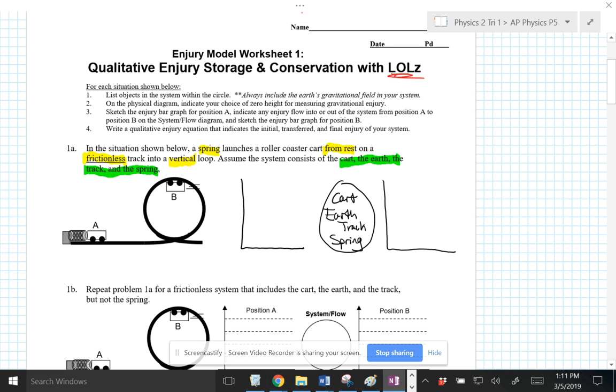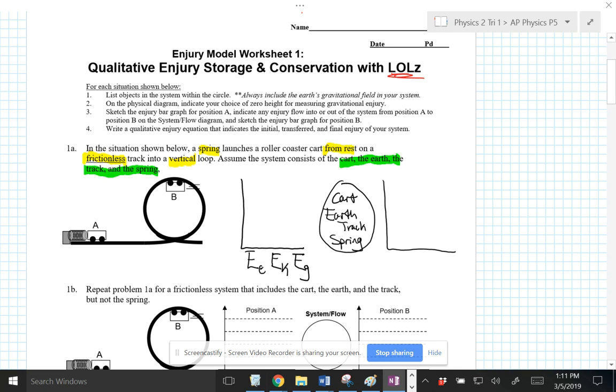There's reference to a spring here. That suggests what type of energy might be potentially involved here. Elastic. So I'm going to have E. I see mention of it being from rest, which kind of implies that it's not always at rest. So that means we might be dealing with EK. And then I see something about a vertical loop. Vertical implies a change in height. So I'm going to have EG.